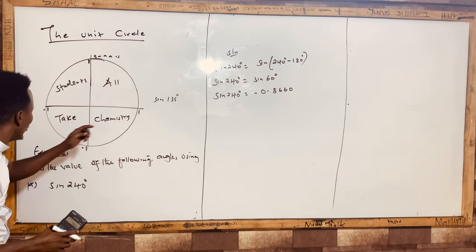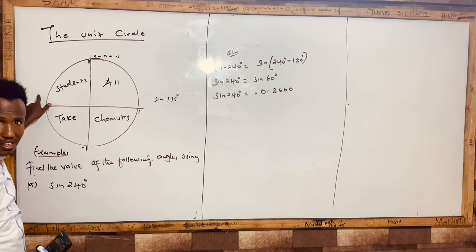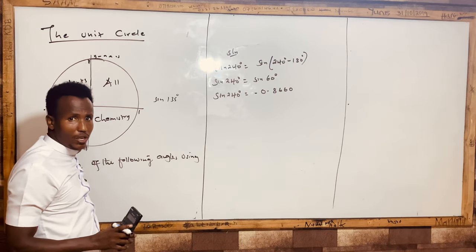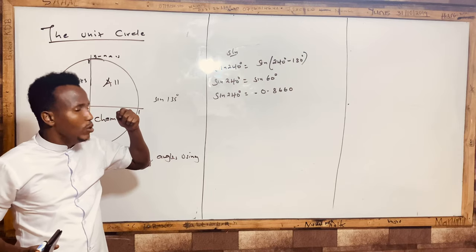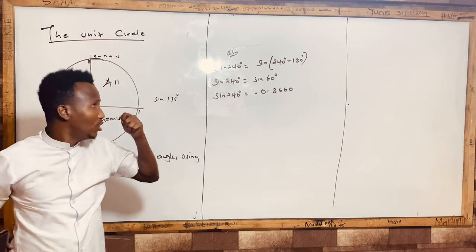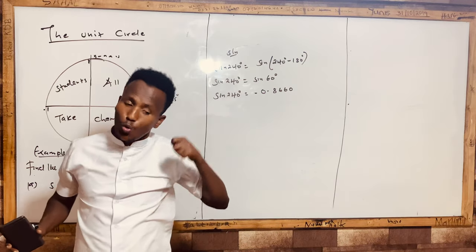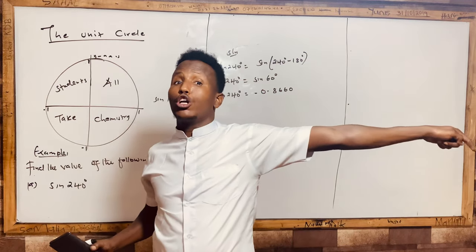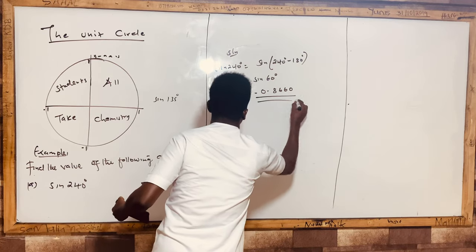Because this angle 240 falls in the third quadrant. This is 180, it has gone into the third quadrant. So what are we going to say? We will subtract 180 from the angle given. Understand that? So this is how we are going to get the final answer.